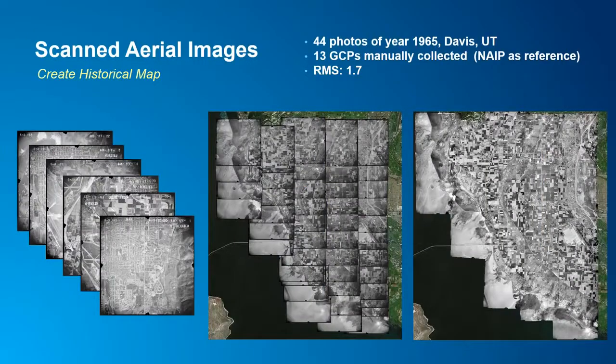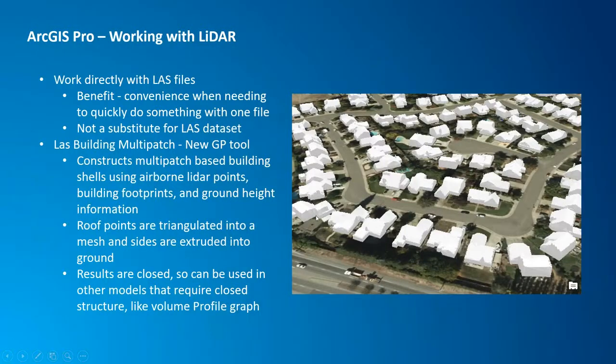Just some of the things that you can really do with Pro. So this is an example of creating a map. This was done in Davis, Utah. They had a number of different aerial images, and they were able to use ArcGIS Pro to create this seamless aerial view here. We also work really well with LiDAR data. I hear a lot more about people starting to use LiDAR data now. There's some really great tools for working with LiDAR in Pro.